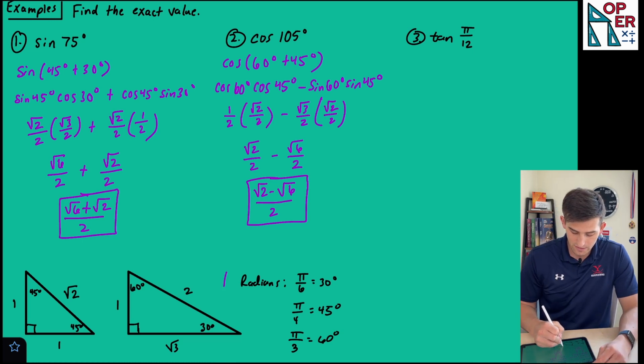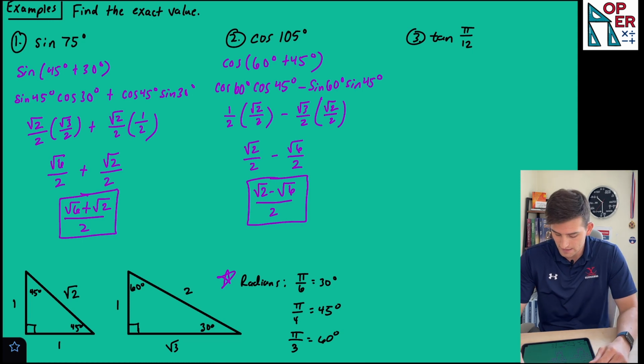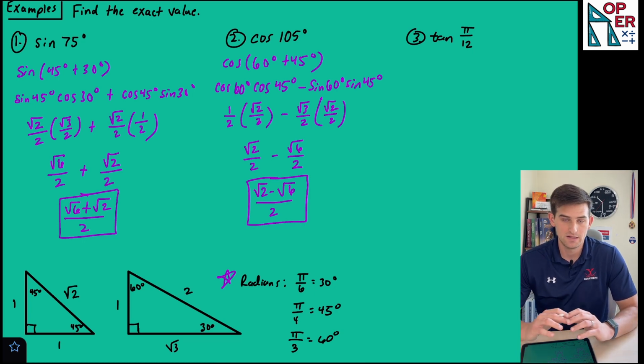So if you'll notice down here, I made a little conversion chart for us for what the radian value is for these 3 special angles that we're trying to use, 30, 45, and 60. So pi over 6 would be 30 degrees, pi over 4 would be 45 degrees, and pi over 3 would be 60 degrees.